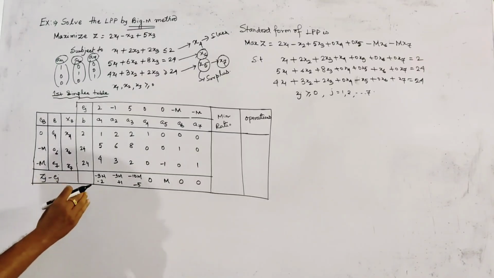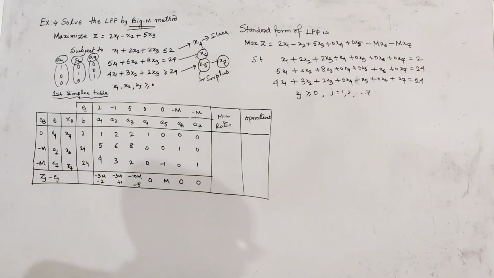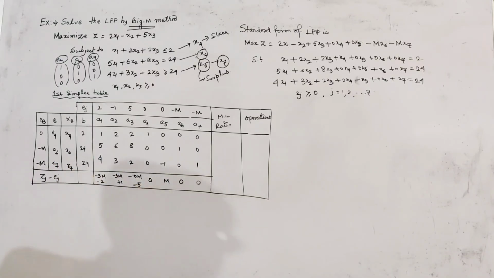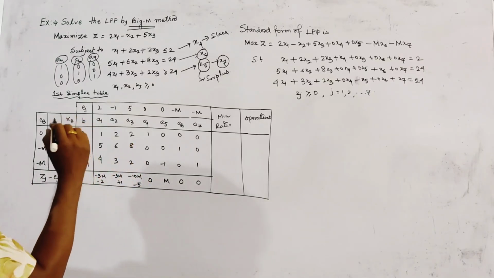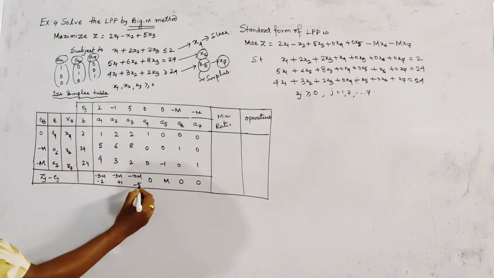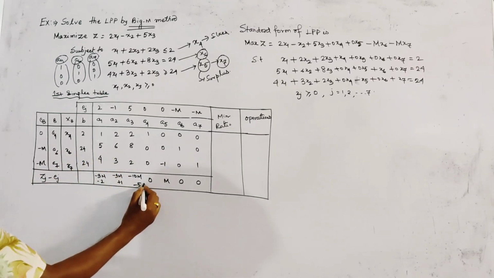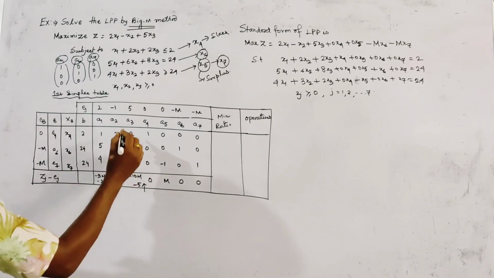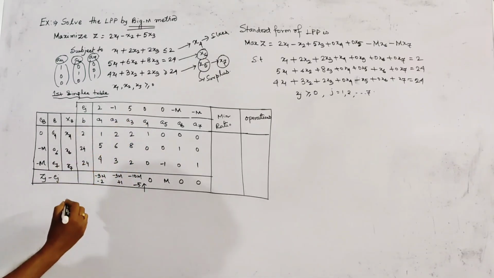And we find out the greatest negative number, or the smallest number. It is clear that minus 10m minus 5 is the smallest negative number. Since m is the largest positive number, minus 10m is smallest. So this indicates that this is the incoming vector. So A3 is the incoming vector here. A3 is incoming.